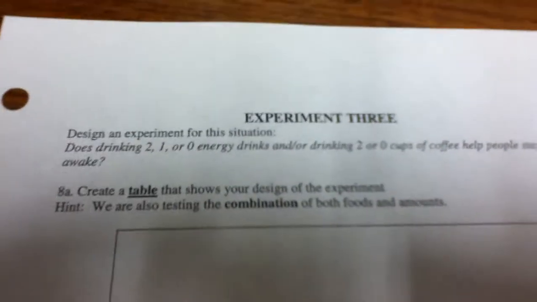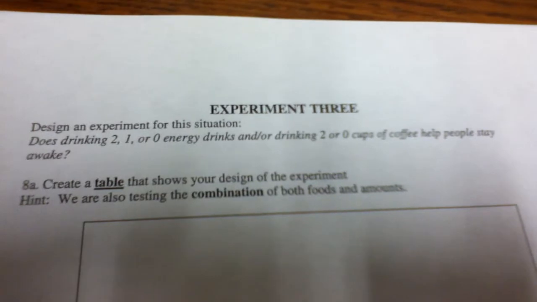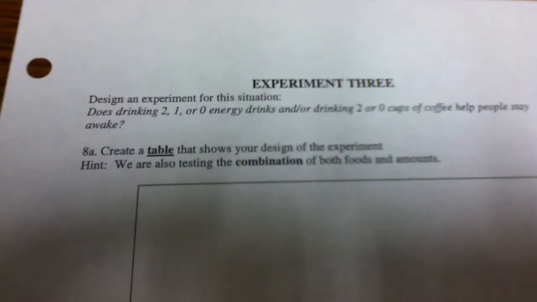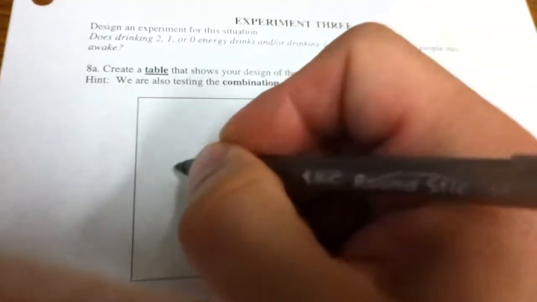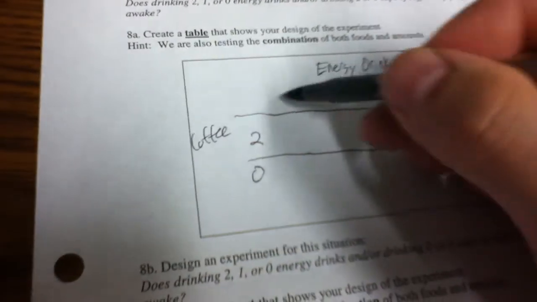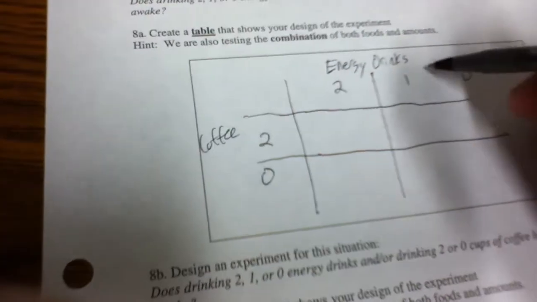Experiment 3. Does drinking 2, 1, or 0 energy drinks and/or 2 or 0 cups of coffee help people stay awake? Well, in this case, we again have 2 factors. We have energy drinks and we have coffee. And this time they give us the levels. Energy drink is 2, 1, 0. Coffee is 2, 0. And again, the levels determine the rows and columns and help us figure out how many groups we need.